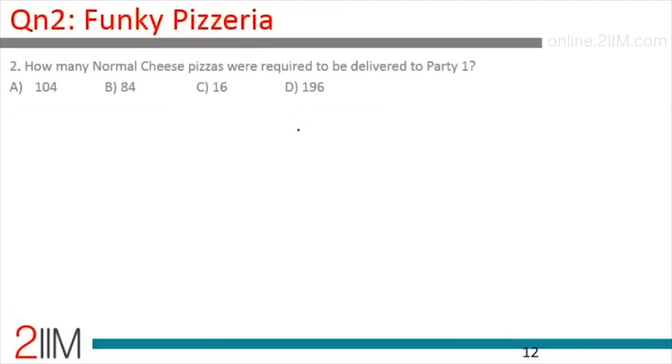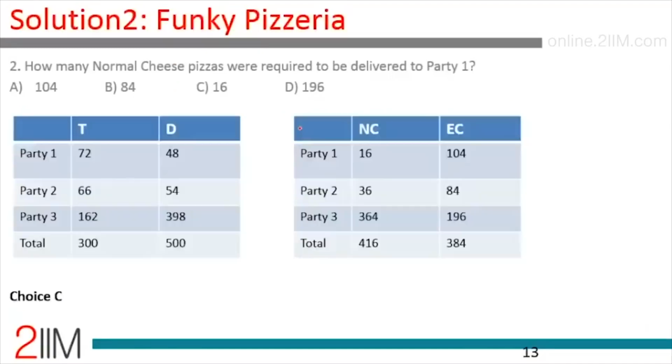How many normal cheese pizzas were required to be delivered to party 1? Party 1, normal cheese pizzas. Once you've got those two tables, these two questions kind of answer themselves. All you need to do is look at the question, write down the answer. Nothing to solve. Practically nothing to solve.